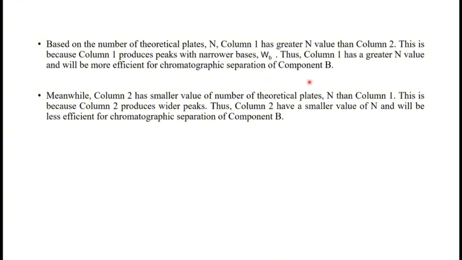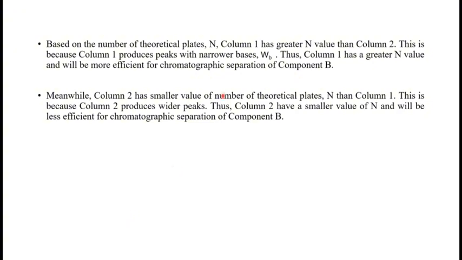Meanwhile, column 2 has smaller number of theoretical plates than column 1. This is because column 2 produces wider peaks. Thus, column 2 has smaller value of n and will be less efficient for chromatographic separation of component B. So, for part 1, we can conclude that column 1 is more efficient than column 2 for separation of component B.